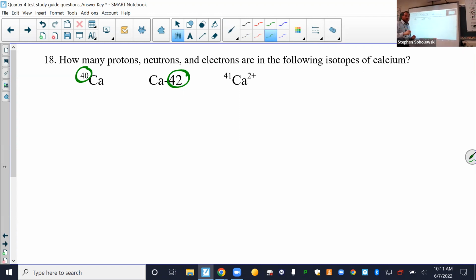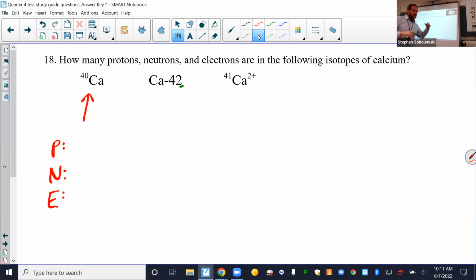That's called the mass number. That's the number of protons plus neutrons, not the atomic number and not the atomic mass. This is the mass number, the sum of the protons and neutrons. All right, so let's go with this one first. So I'll do protons, neutrons, electrons.